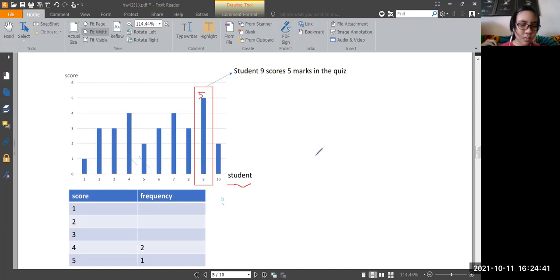So do you understand the rest? No, you don't care about the table below first. You need to find out student 1 score how much, student 2 score how much, then student 3 score how much. So you need to list down all the scores. So I'm expecting you to list down 10 scores.